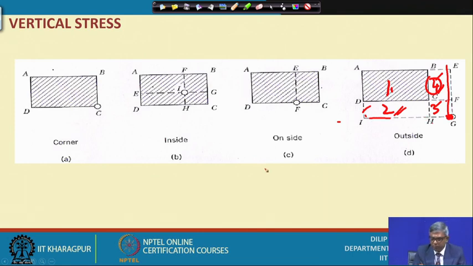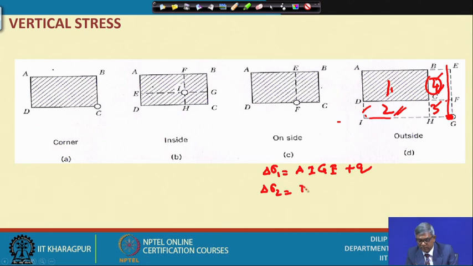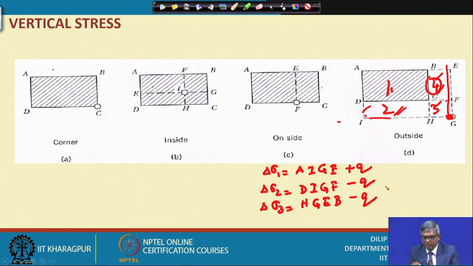That means I can find out delta sigma 1 for area AIGE with loading Q. I can find out delta sigma 2 for the rectangle DIGF with minus Q. I can find out delta sigma 3 for HGEB with minus Q. You can see I have calculated the entire area with Q, and this area I have done twice. So delta sigma 4 will be for this area HCFG with plus loading, with plus Q.